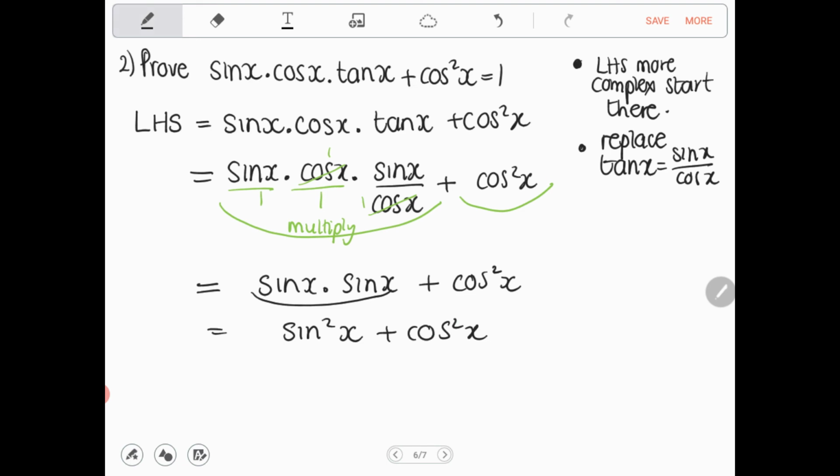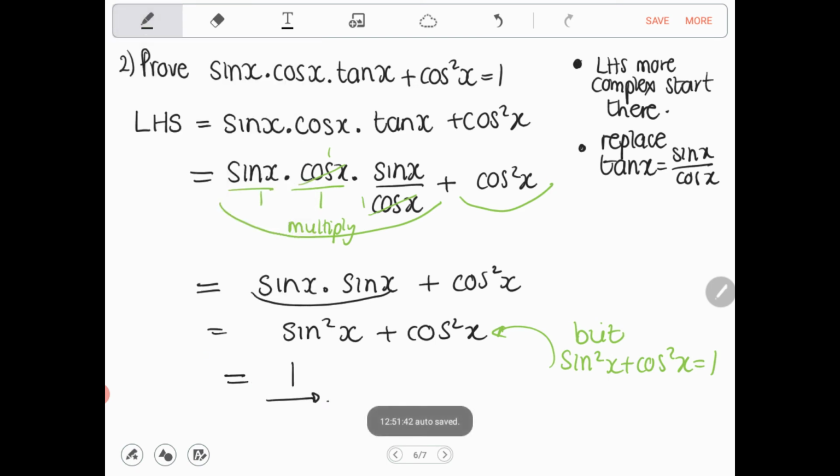Okay, sine x times sine x gives me sine squared x. And what do we know about sine squared and cos squared? We remember that sine squared plus cos squared is one of our identities. Sine squared x plus cos squared x is equal to 1. So the answer to this would be equal to 1. And what is on the other side? This is the right-hand side. Therefore, my left-hand side is equal to my right-hand side.